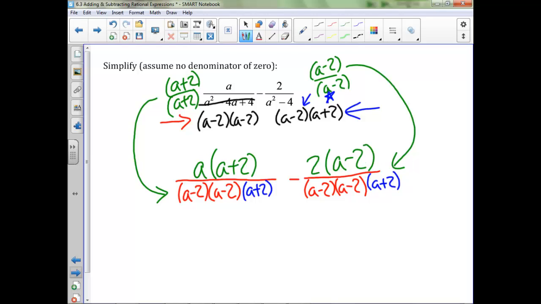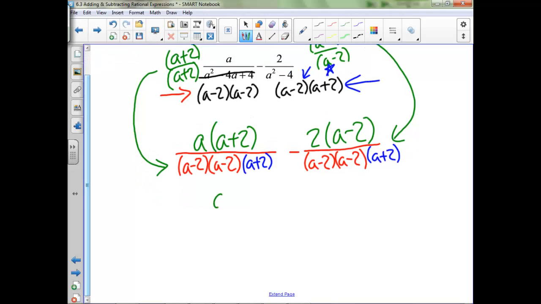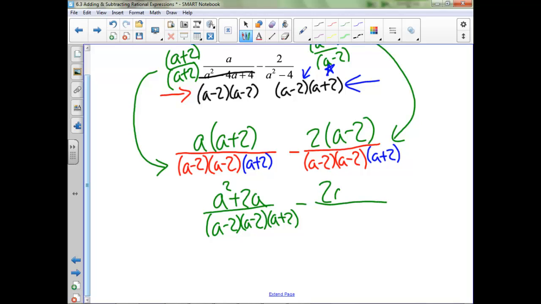So now let's go ahead and distribute. So I'll have a squared plus 2a over a minus 2 times a minus 2 times a plus 2 minus, and our numerator over here is going to be 2a minus 4, denominator the same.